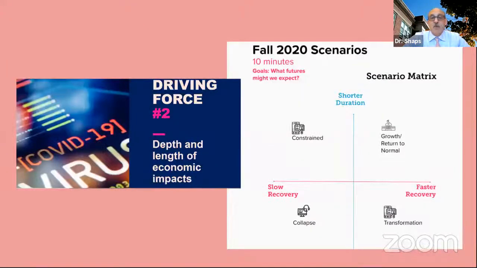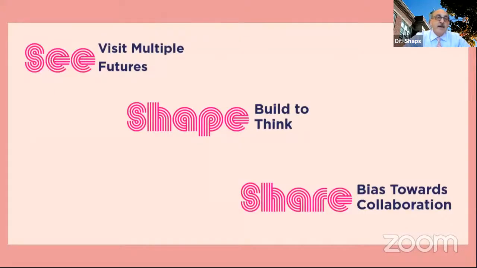The second driving force was really the impact of the economy and the worldwide economic collapse and crisis. And again, we went through a similar process of understanding and building narratives and scenarios about a faster recovery, a slow recovery, and what it would mean to our understanding of impacting school life, community life, regional and national experiences.